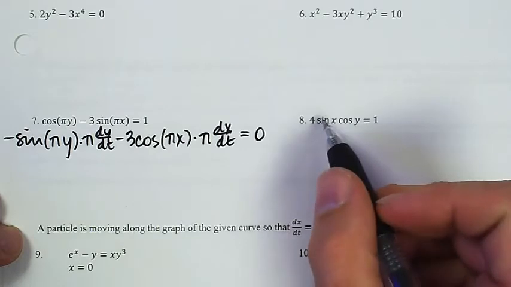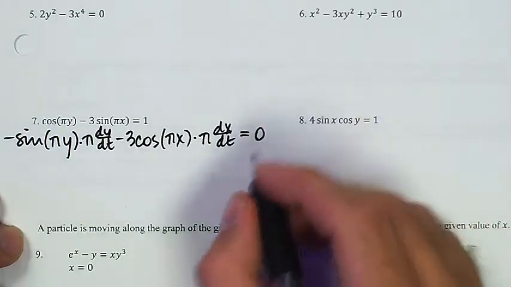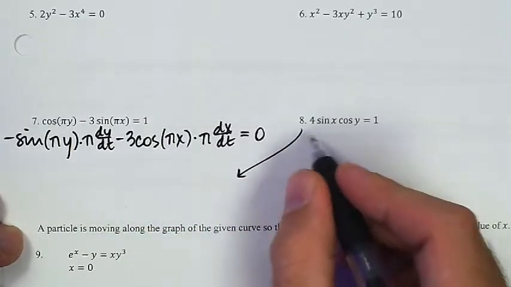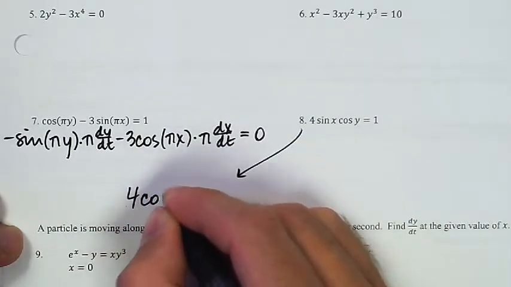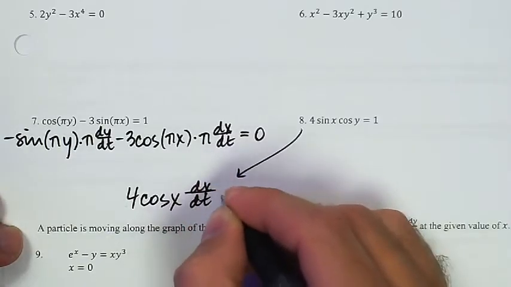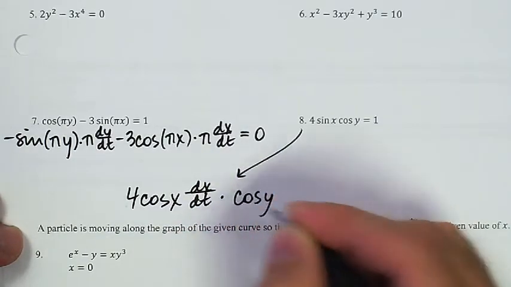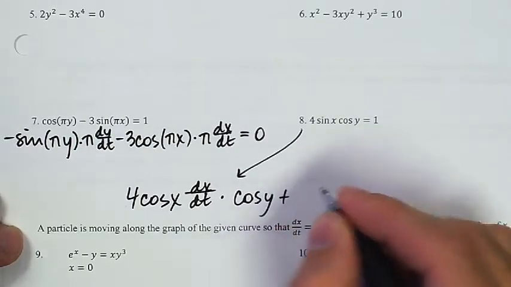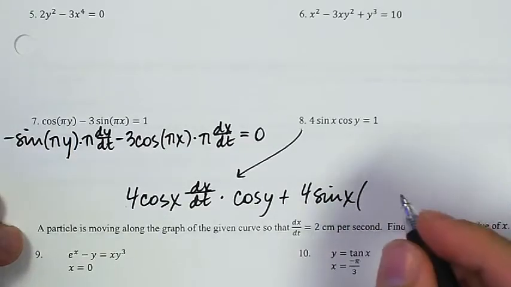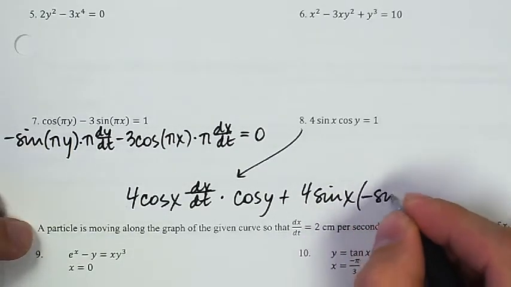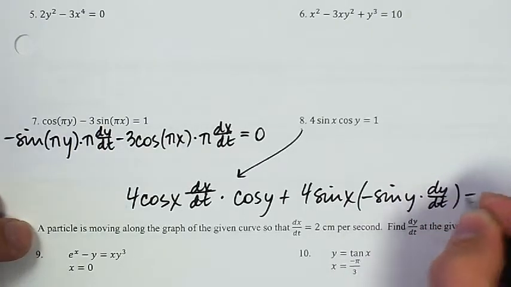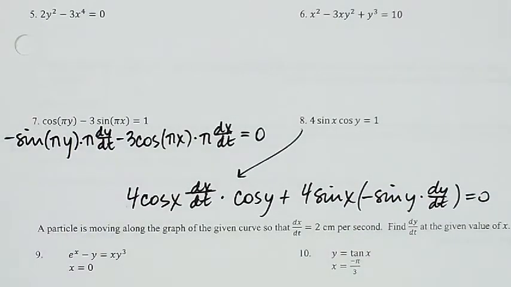Over here, 4 sine x cosine y equals 1. All right, so I got to do the product rule, and I know I'm going to need more room, so I'm going to go down here. I'm going to say the derivative of 4 sine x is 4 cosine x dx dt. Leave cosine y the same. Then I'm going to add, leaving 4 sine x the same. Taking the derivative of cosine y with respect to t will be negative sine y dy dt. And derivative of 1, it's 0.